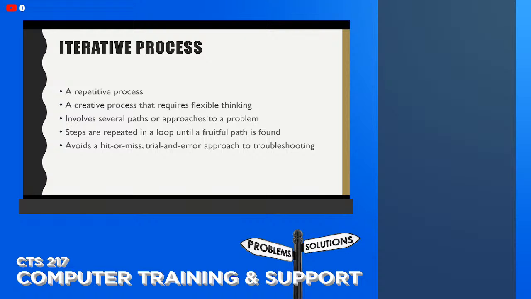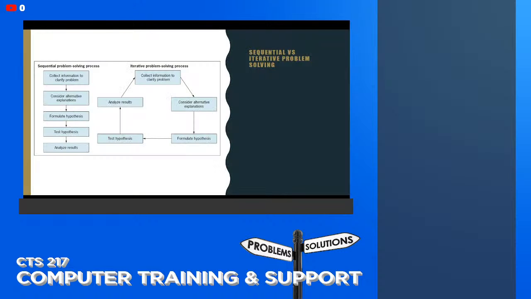Right? So we want to take several paths, several approaches to a problem until we find the solution. We're going to repeat this process in a loop until we get that fruitful path, until we get that path that solves the problem. And it's methodical, right? We're not talking about a hit and miss or trial and error here. We're not talking about just throwing solutions at a problem and seeing what sticks, right? We're talking about thinking through a problem, determining a hypothesis, testing that hypothesis, implementing a solution, utilizing a scientific method, right?